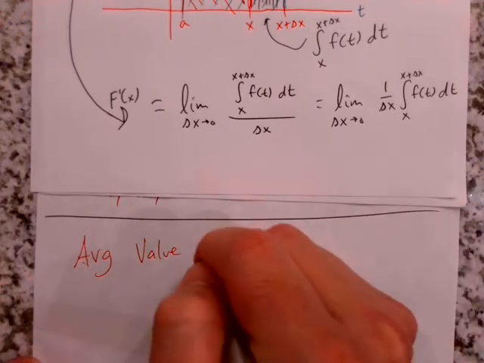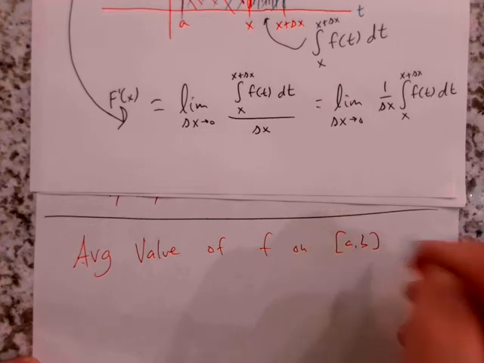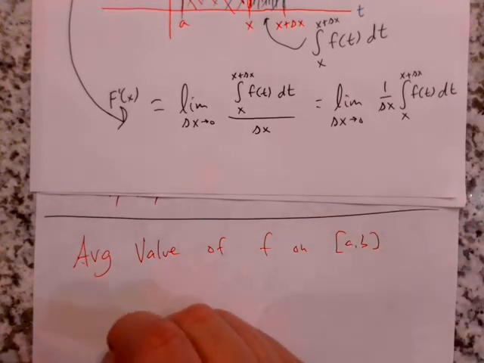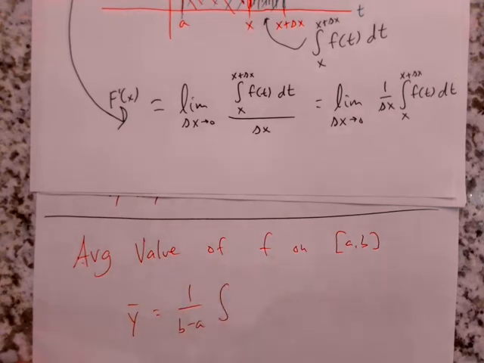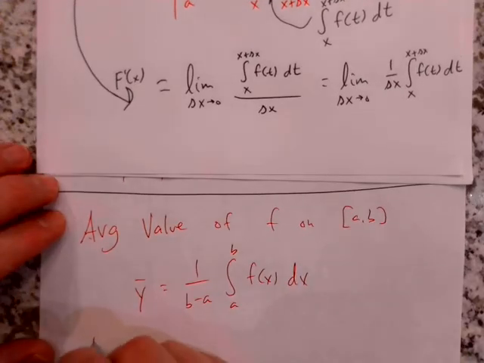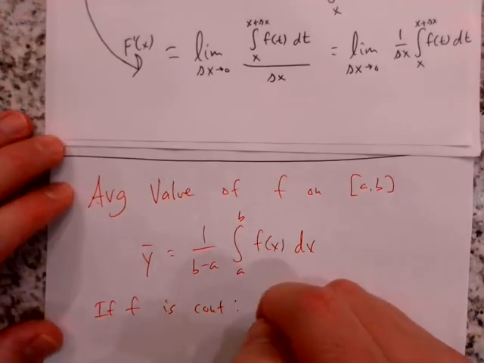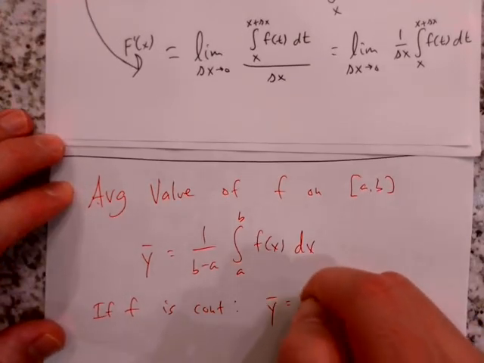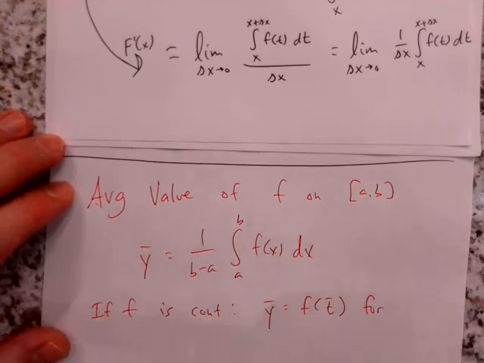So the average value of f on the interval a to b is, we'll call it y bar, and it's 1 over b minus a times the integral from a to b of f of x dx. And if f is continuous on the interval a to b, then the function is guaranteed to equal y bar at some point in the interval.